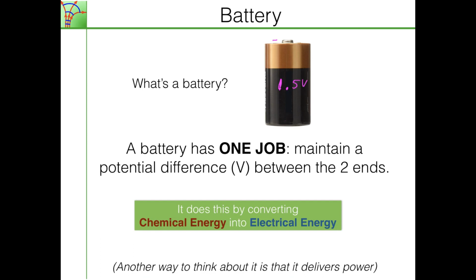What it does is it moves charge to one end, removing it from the other. It raises that charge to a higher potential such that the potential difference between these two ends is 1.5 volts. Okay, and it does so by converting chemical energy into electrical energy. We'll get into the details of batteries a little bit later on, but a battery maintains a potential difference of 1.5 volts by distributing charge. Another way to think about it is that it delivers power. And we'll get to power a little bit later on.